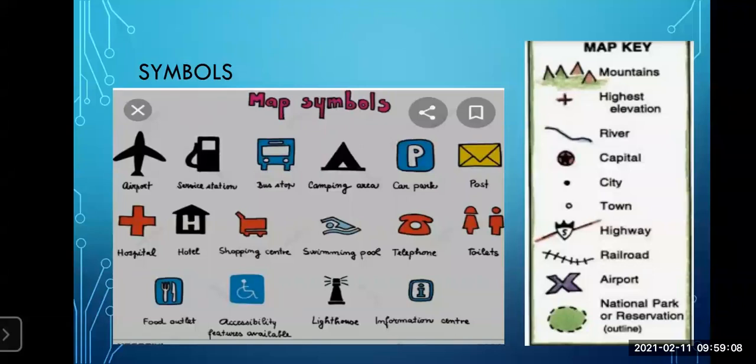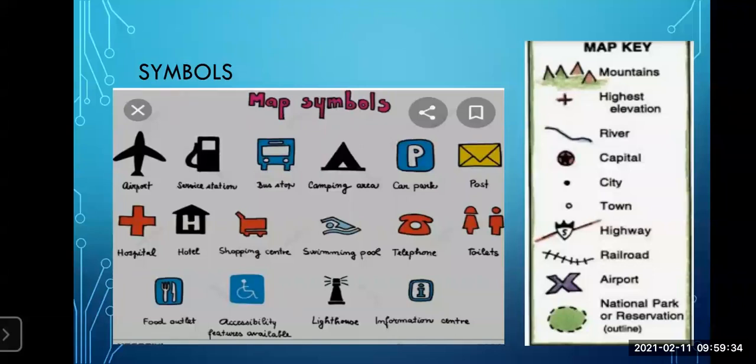Now, in this slide, you can see airport. Now, airport is shown by this particular symbol, that is like an aeroplane. Okay. Then service station also is given over here. Then bus stop, how you can know where the bus stop is. There is no need to write the full name of the bus stop, the total word, they are not written in the map.